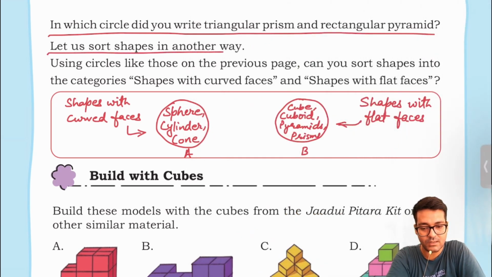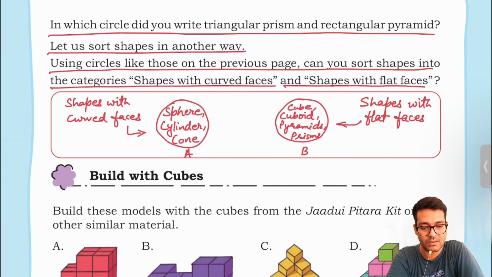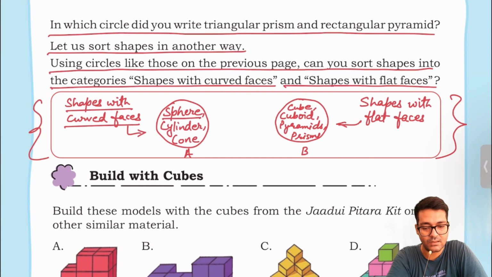Let us sort shapes in another way. Using circles like those on previous page, can you sort shapes into the categories shapes with curved faces and shapes with flat faces? You can write like this. Shapes with curved faces, in this you can write sphere, cylinder, cone. Shapes with flat faces, in this you can write cube, cuboid, pyramids and prisms.